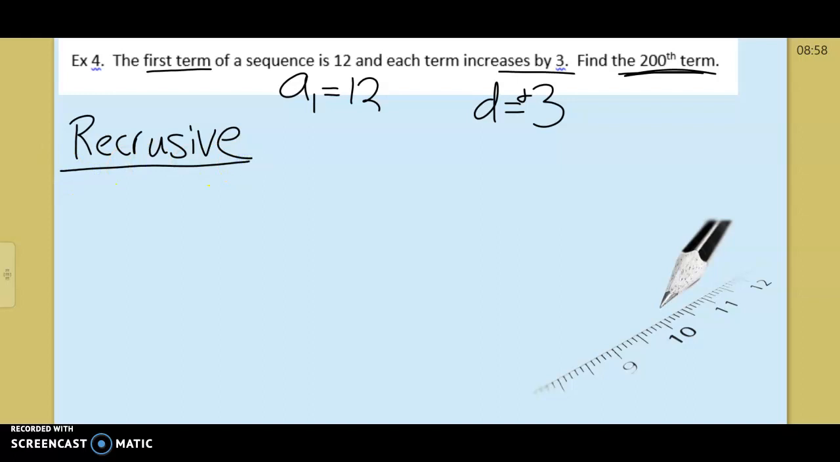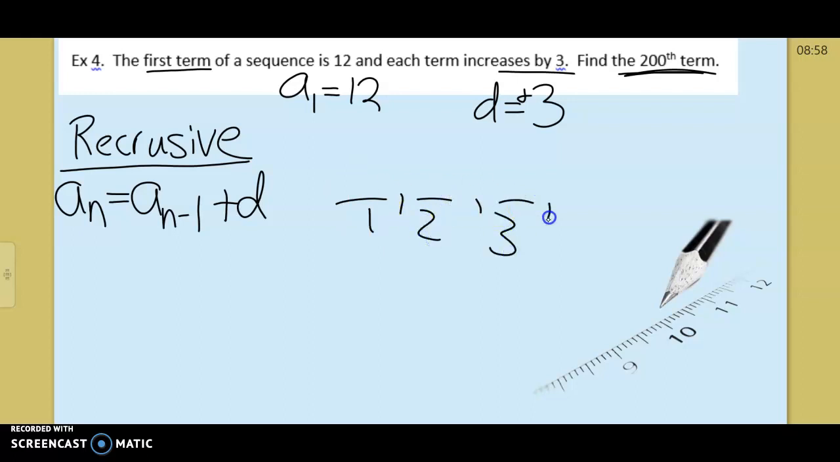So the recursive formula takes the number you're looking for and uses the one before it and simply adds the common difference. So if we were looking for the first number, the second number, the third number, the fourth number, we'd already have the first. And what do we know? We know that we use the first number to find the second number, right? So what's the second number? We already know this. 15, right?